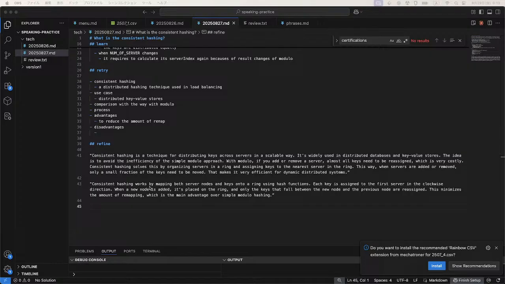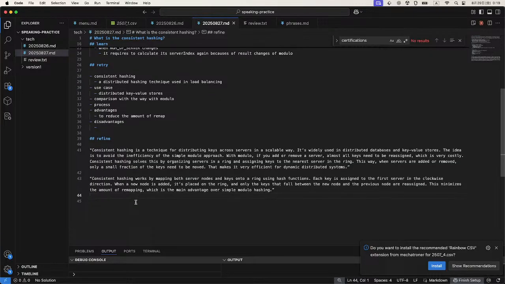Consistent hashing solves this by organizing servers in a ring and assigning keys to the nearest server in the ring. This way, when servers are added or removed, only a small fraction of the keys need to be moved. That makes it very efficient for dynamic distributed systems.